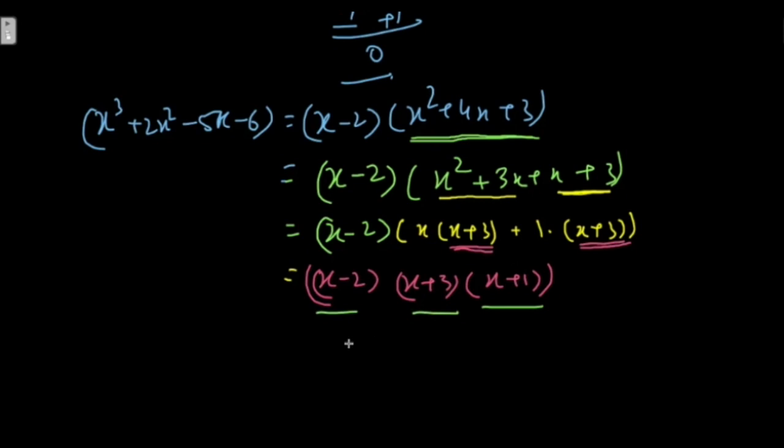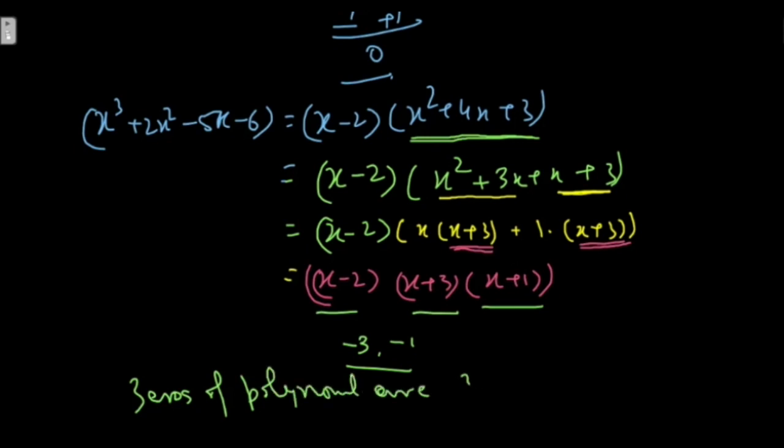It is minus 3, and here minus 1. Zeros of polynomial are minus 3, minus 1, and 2. With this, we end our presentation on factor theorem.